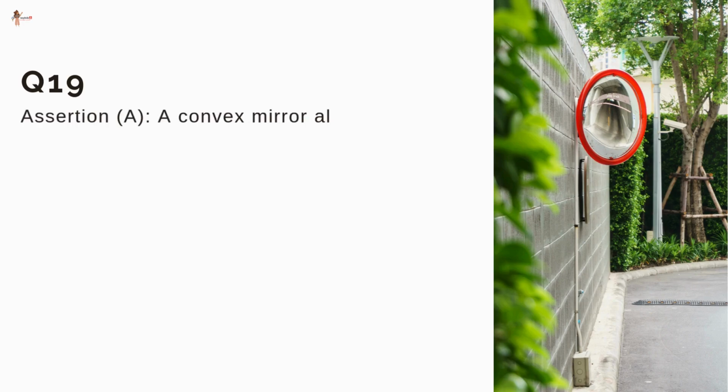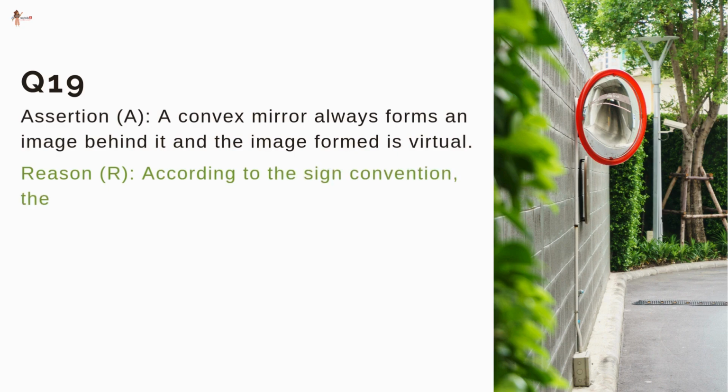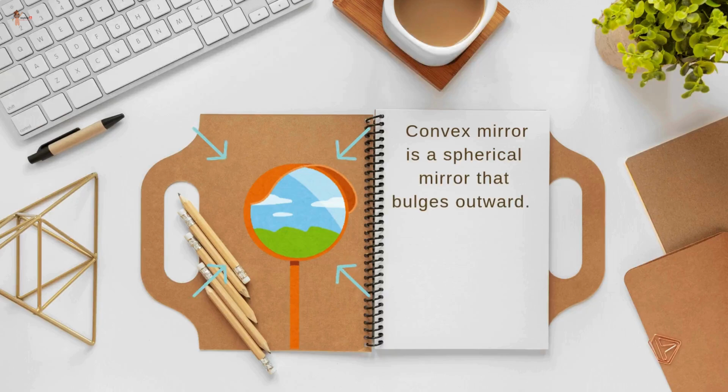Assertion is, a convex mirror always forms an image behind it, and the image formed is virtual. Reason being, according to the sign convention, the focal length of a convex mirror is positive.